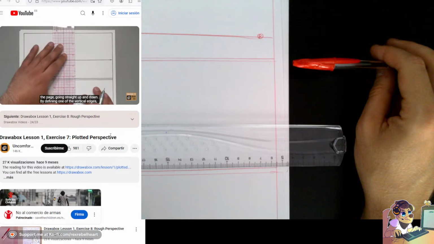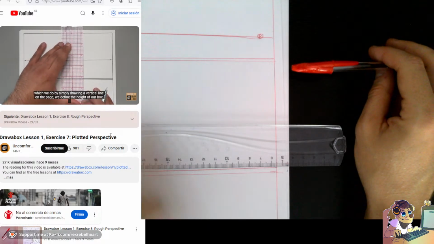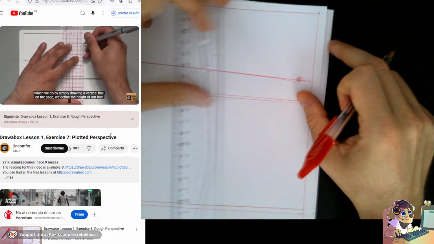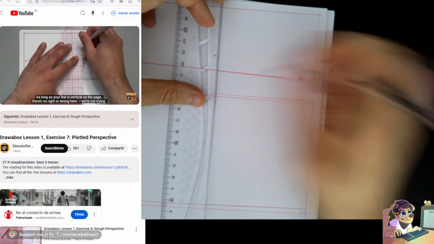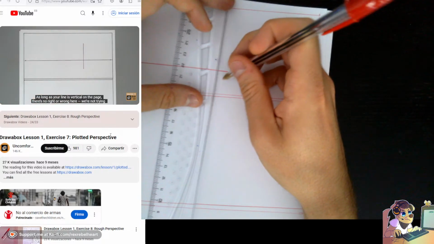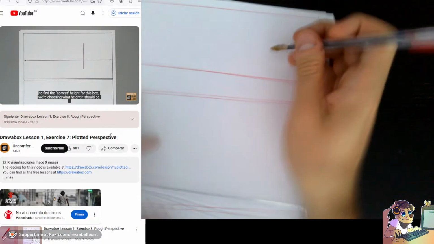By defining one of the vertical edges, which we do by simply drawing a vertical line on the page, we define the height of our box. As long as your line is vertical on the page, there's no right or wrong here. We're not trying to find the correct height of this box.